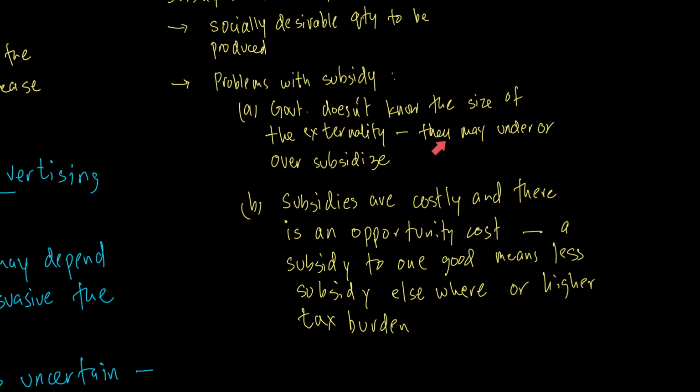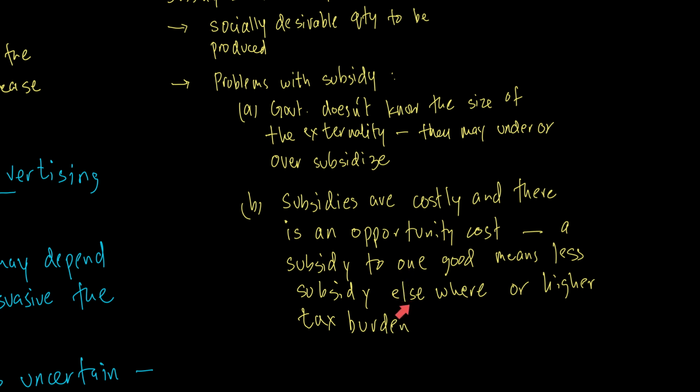and therefore they may under or over subsidize. Like, not knowing the amount of subsidy means they may not know how much subsidy to give. They may give too much or too little. Number one. Number two is subsidies are costly and there is an opportunity cost. So a subsidy to one good would mean less subsidy to any other sector.